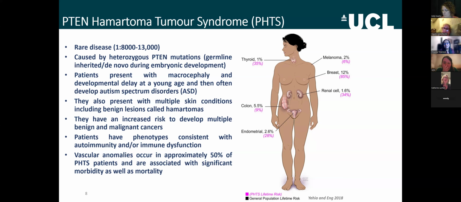So I was just reading out James's question. He says he and his brother both have Lhermitte-Duclos.